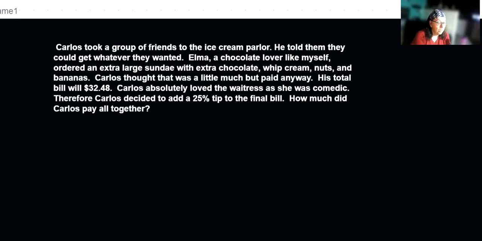Well, Alma, a chocolate lover just like me, ordered an extra large sundae with extra chocolate, whipped cream, nuts, and bananas. I don't know if I'd like the bananas on a sundae. Carlos thought that was a little much, but he paid anyways. His total bill, let's underline that, his total bill was $32.48. It's a lot of money to spend at the ice cream parlor.